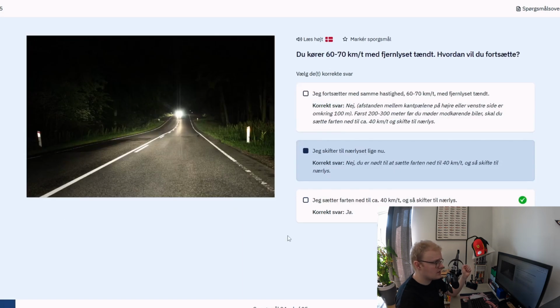Was it this one? Yes, it was this one. This is the other one where I argued about whether or not I had to slow down. It wants me to slow down to 40 and turn on the normal lights because, as I explained, this is a hill and I can't see anything behind this car because it has its high beams on. So I slow down because I have no visibility.